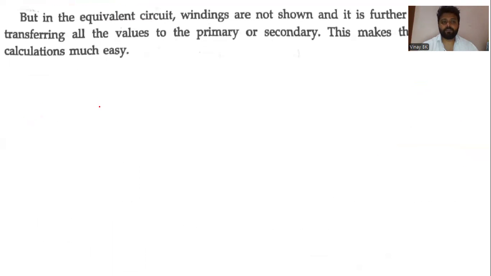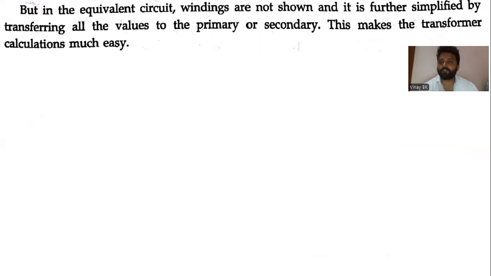But in the equivalent circuit, windings are not shown. It is further simplified by transferring all the values to primary or secondary. This makes the transformer calculation much easier. It means you are not showing the windings.